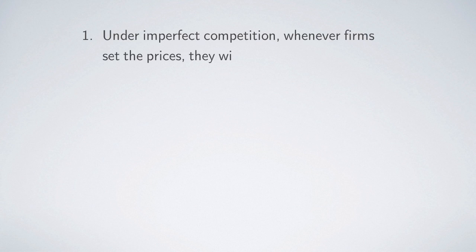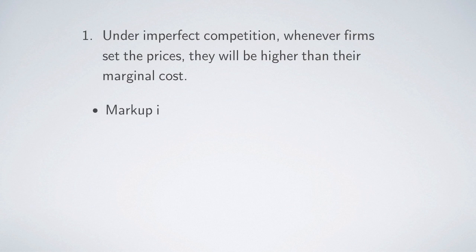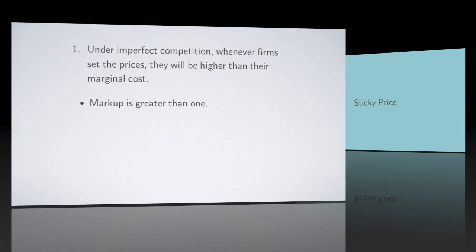So I will summarize what we have for this part. Under imperfect competition, whenever firms set prices, these prices will be higher than their marginal cost of production. In other words, the markup in an imperfect competition market is greater than 1. The last topic of this video is sticky price.